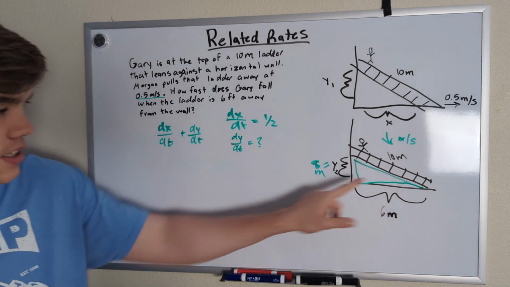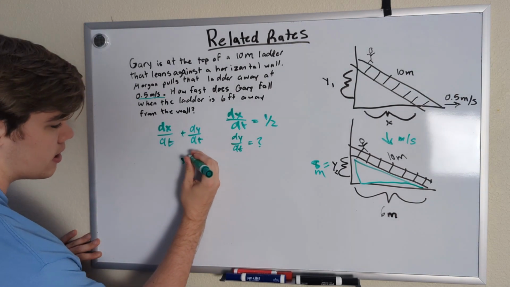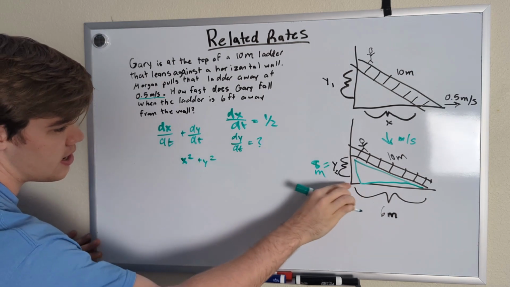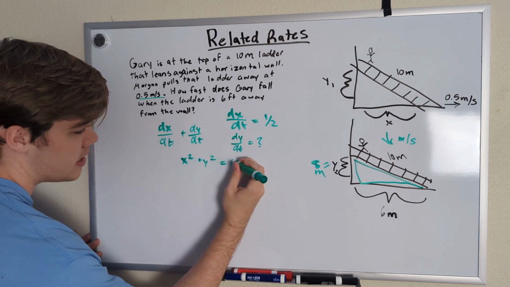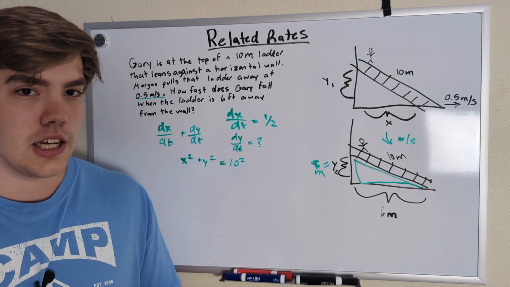We just talked about how this forms a right triangle, which allows us to use the Pythagorean theorem, aka x squared, the base, plus y squared, the height between the top of the ladder and the base, is equal to 10 squared, which is the length of the ladder, which never changes. Now here's something very important to understand about derivatives.